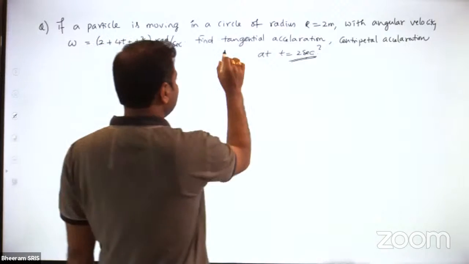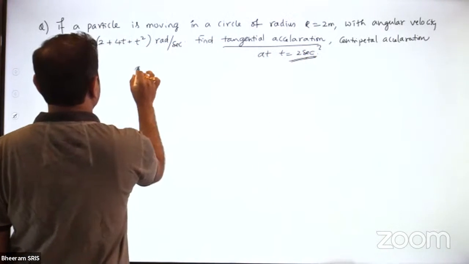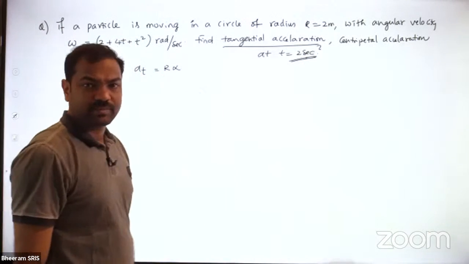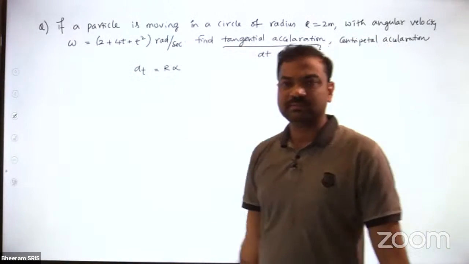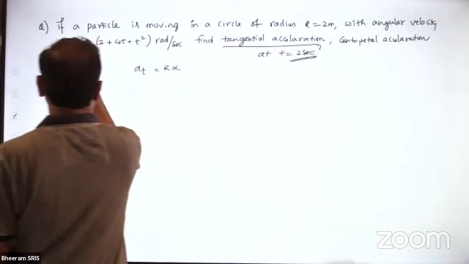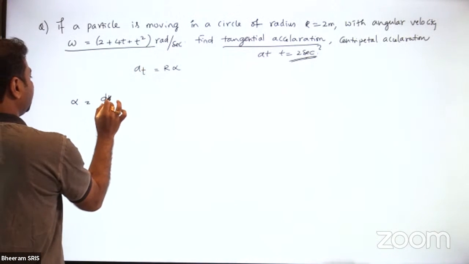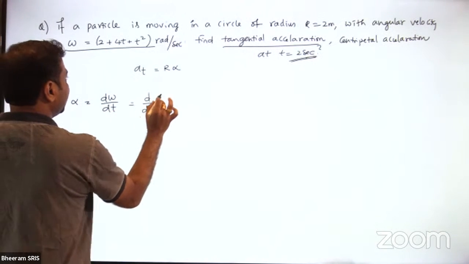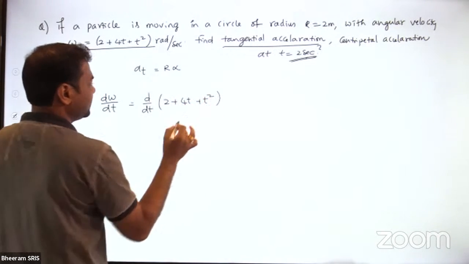See, for tangential acceleration, what do we require? We require the alpha value, because I don't know how many of you remember what the tangential acceleration is equal to. Tangential acceleration is r alpha. So we require the alpha value. Then how do we get alpha? Now omega as a function of time is given. Then alpha can be written as d omega by dt. So that means d by dt of omega, which is 2 plus 4t plus t square.